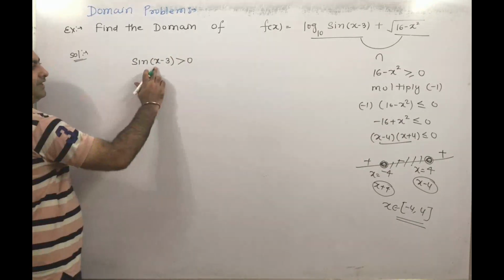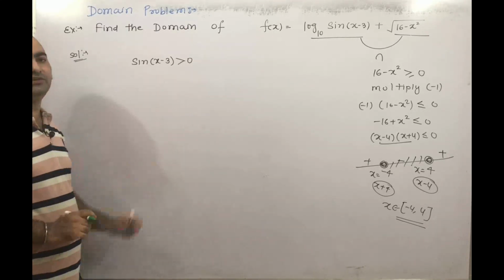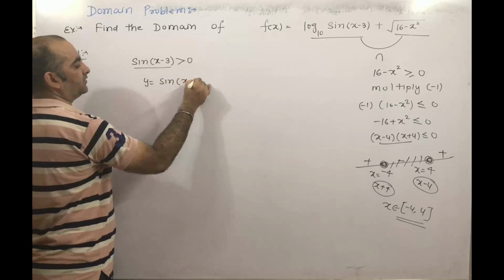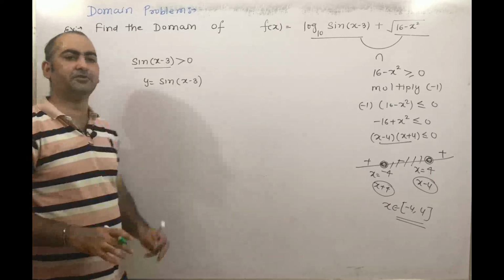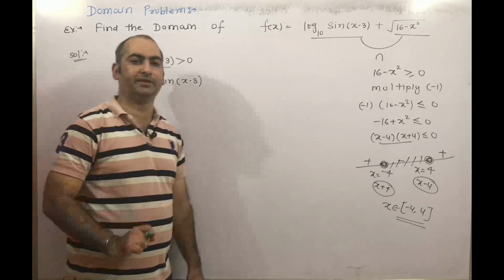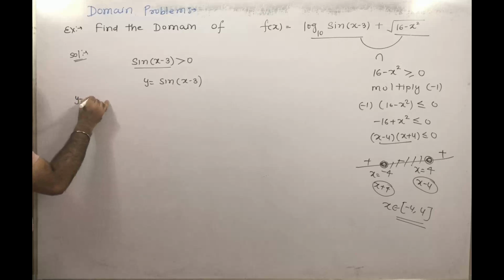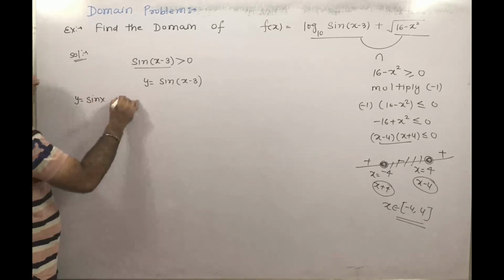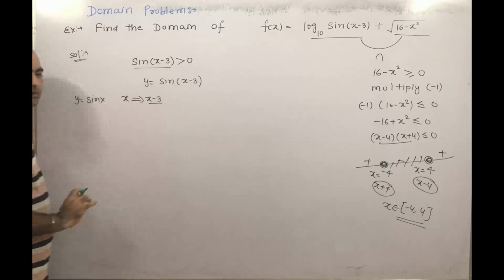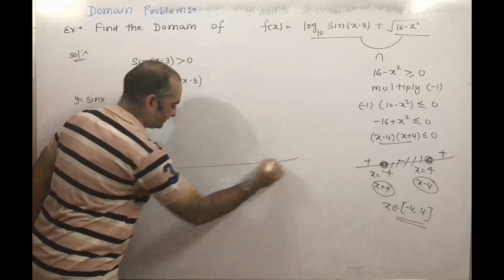Next we are discussing this one. Here we want sine of x minus 3 greater than 0. So for that we should know the graph of y equal to sine of x minus 3. This graph we will discuss in transformation of graphs, how to draw the graph of this one. We will do that in the next topic. Now here we are discussing it in a simple way. We know y equal to sine x. Here, instead of x, if I replace with x minus 3, we will get this graph. So first we will draw the sine x graph.